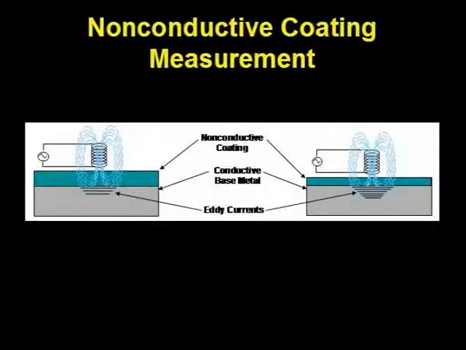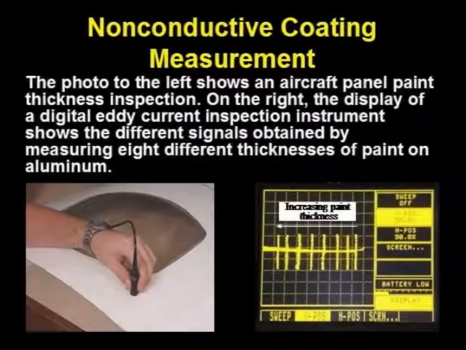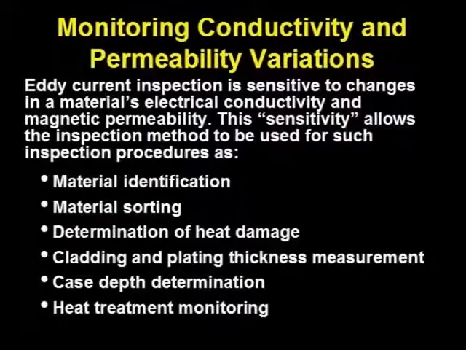The probe is placed in contact with the surface of the coating, and thus is the coating thickness away from the conducting material. This slide illustrates the different signals obtained from different thicknesses of paint on aluminum. The signals are a direct function of the coating thickness.